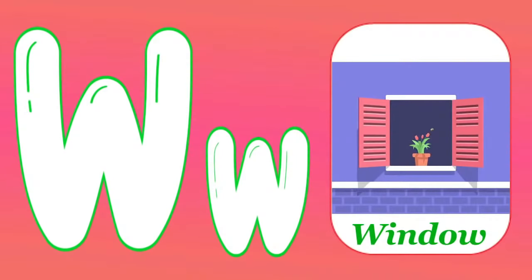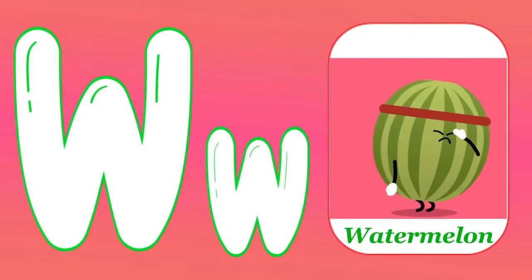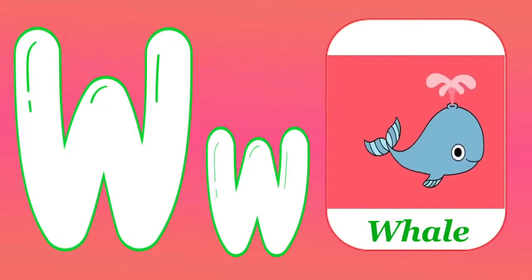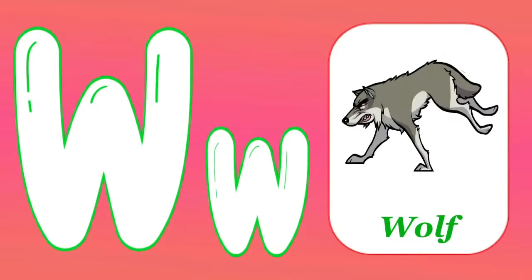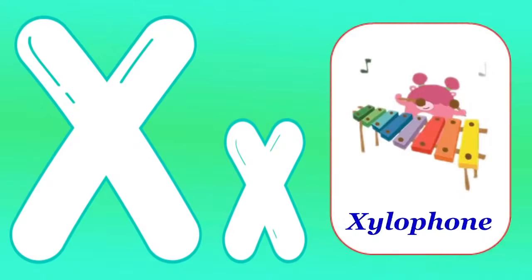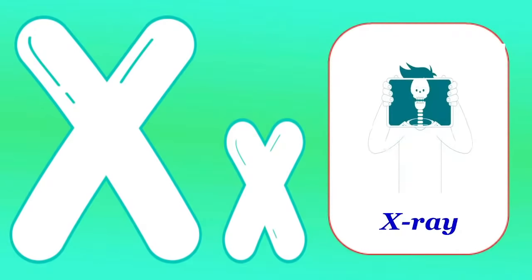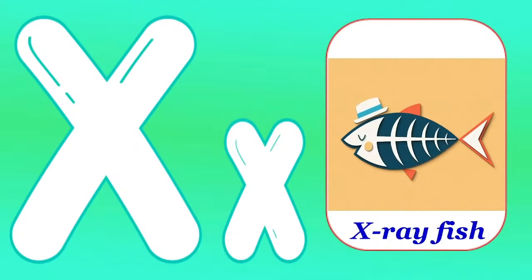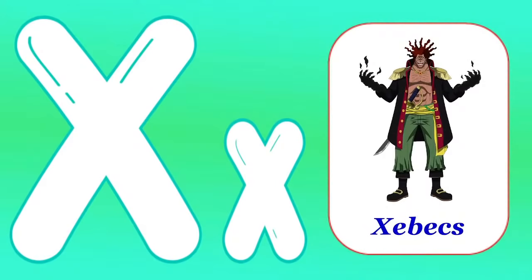W for window. W for watermelon. W for veil. W for wolf. W for watch. X for xylophone. X for x-ray. X for x-fish. X for examinatory. X for exhibits.